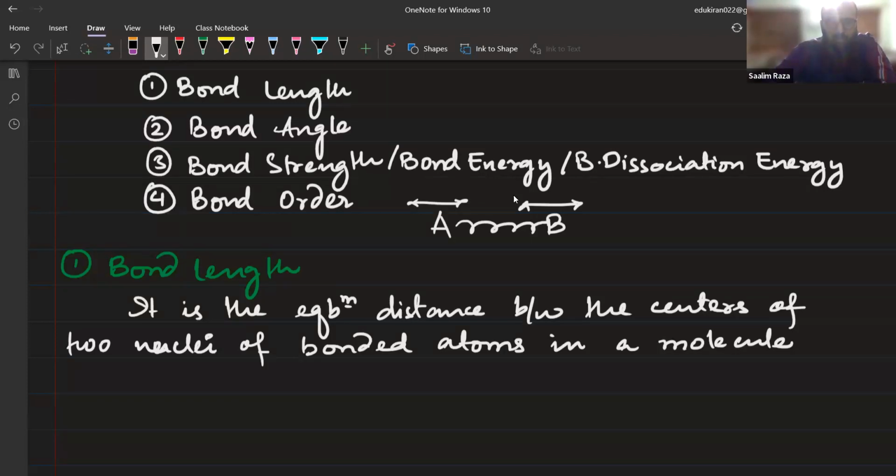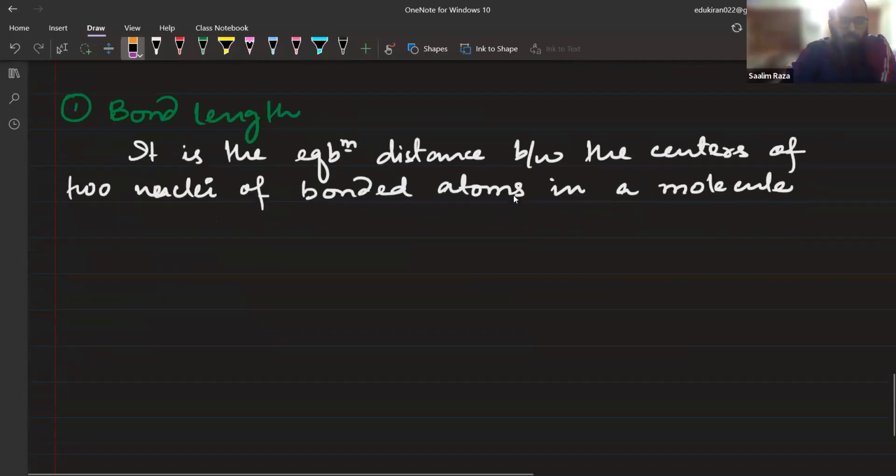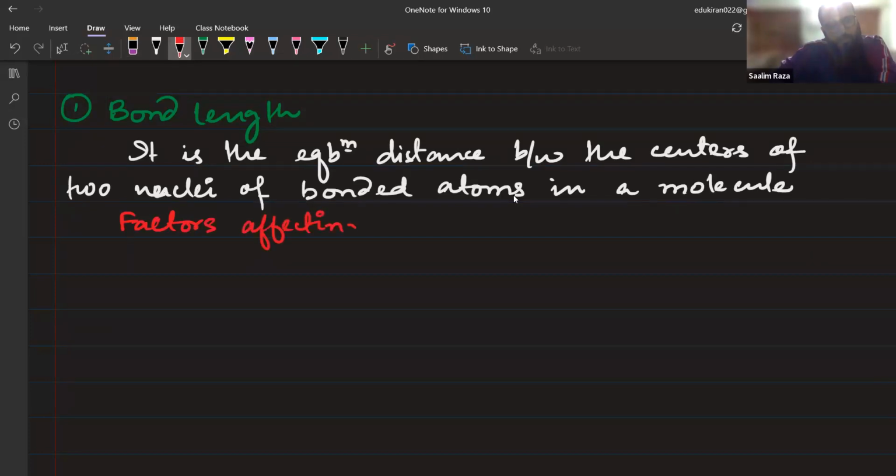Equilibrium distance means the middle position. If this is one extreme and this is the other extreme, the middle position is the equilibrium distance. So from here to here will be the bond length. We are not going to take this extreme, or this one. The equilibrium distance means the middle one. This is the meaning of equilibrium distance. After this, you are going to write factors affecting bond length. This is more important.